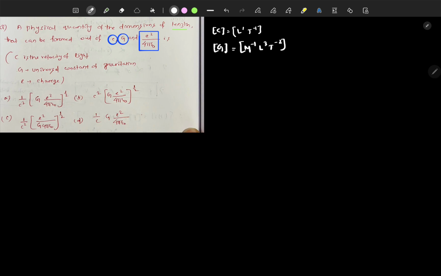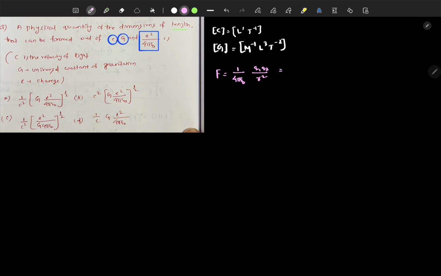From which formula you can find? F equal to G m1 m2 by r square. Yes, in previous lecture we have derived. Then next one is very important, e square by 4 pi epsilon naught. What is its dimension? Actually you all know that one formula is there, that is Coulomb's law. F is equal to 1 by 4 pi epsilon naught q1 q2 by r square. r is the separation between two charges and q1 and q2 are two charges.